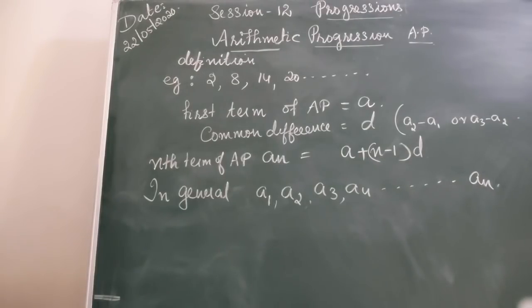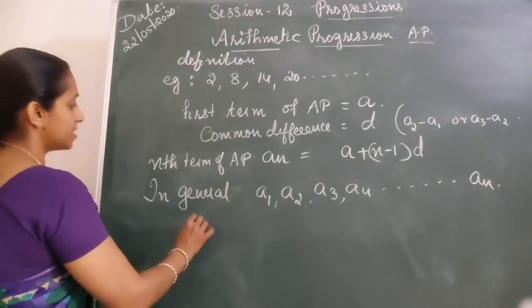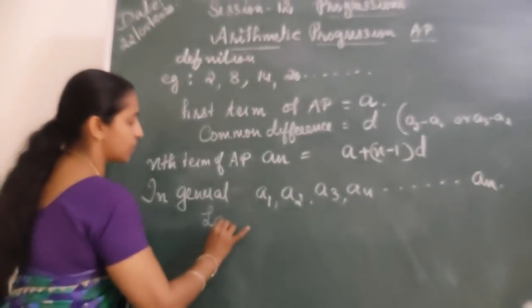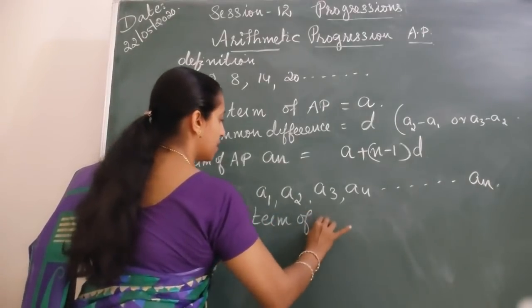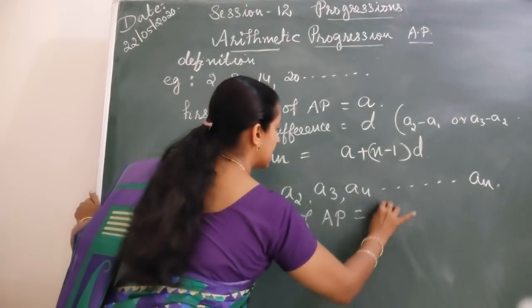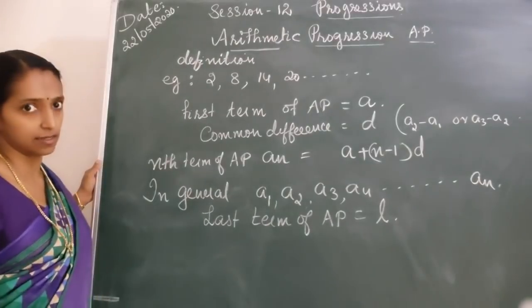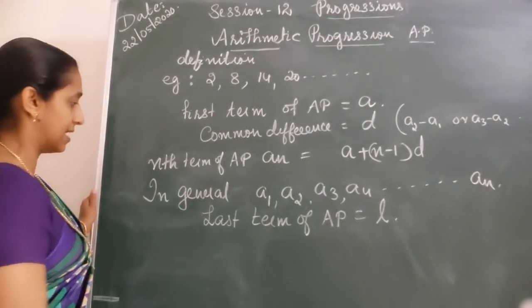The nth term of an AP is denoted by a plus n minus 1 into d. The last term of the AP we can denote by the letter l.